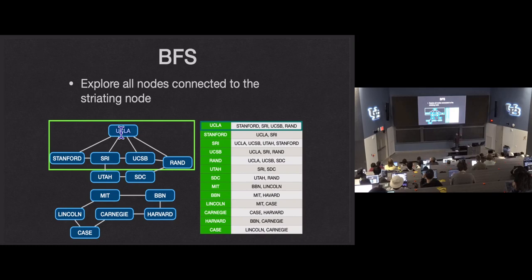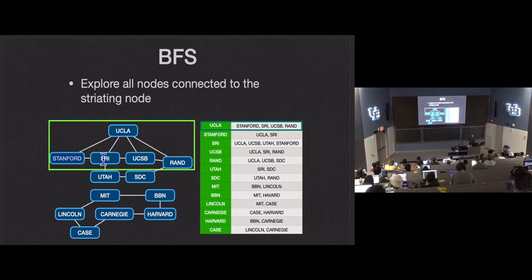So you're going to have some conditional. If this has already been explored, don't do anything. We're just not going to do anything. It's already been explored. Who cares about it? We already know about it. We're done. Then we go to SRI, the other neighbor. Has this one been explored? Yes. Don't do anything. So we're done with Stanford's neighbors.